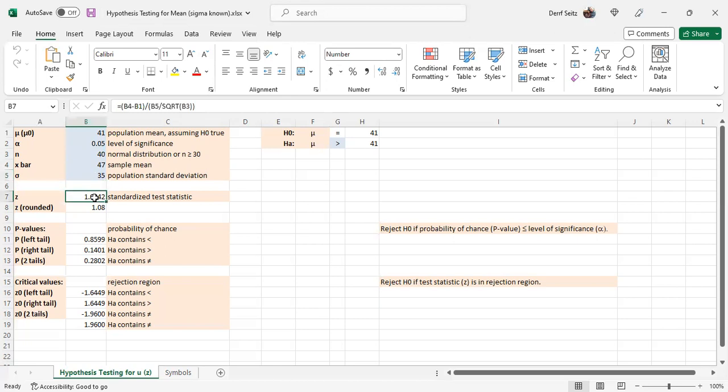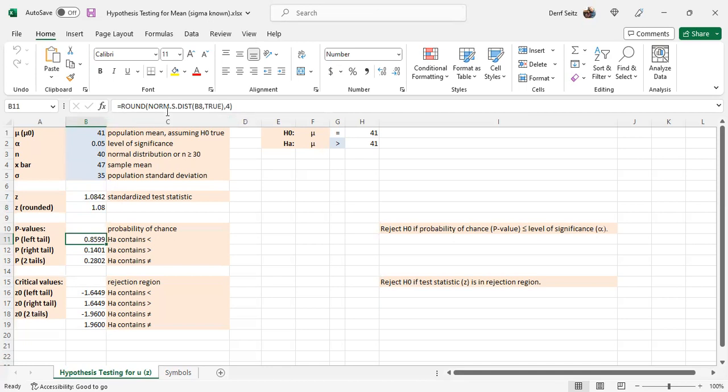The standardized test statistic here, there's the formula for it. It's X bar minus mu divided by sigma divided by the square root of n. Below it is a rounded version of the standardized test statistic, which is used in these calculations below. It rounds it to 2 decimal places.